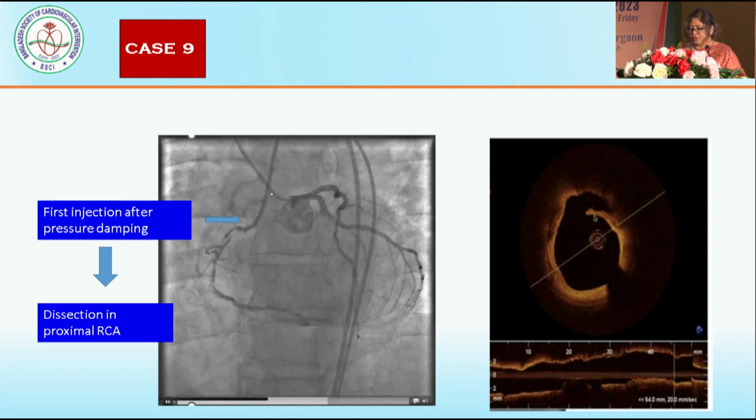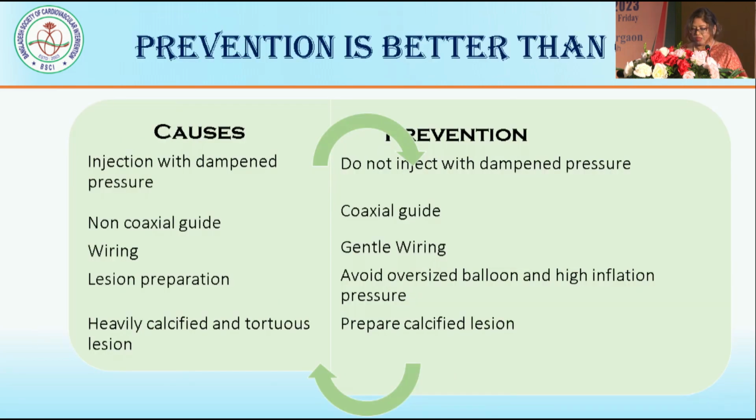Another with retrograde, I think retrograde CTO, but the RCA was dissected. You can see in the OCT. So prevention is better than cure. So what we should do: do not inject with damped pressure. The guide wire should be coaxial. Gentle wiring should be done. Avoid oversizing balloon or high inflation pressure.